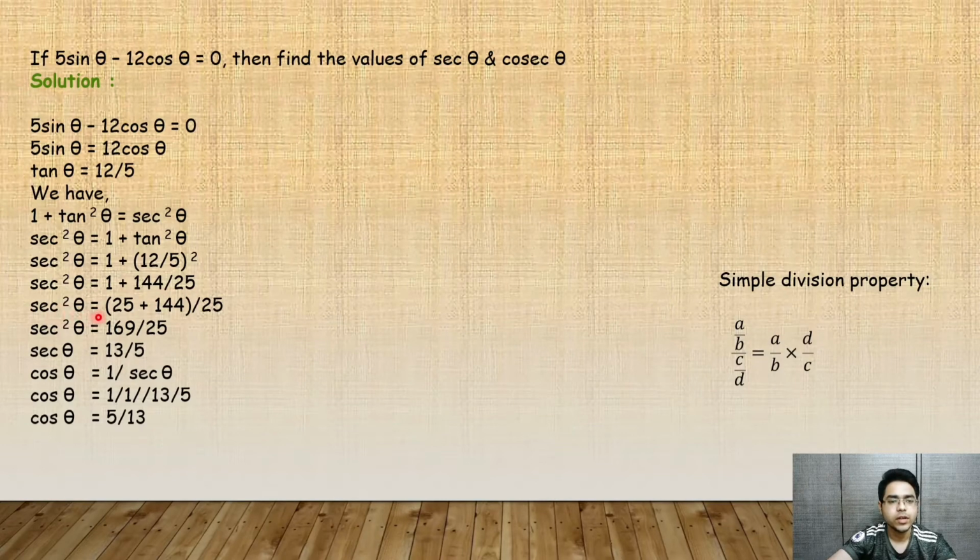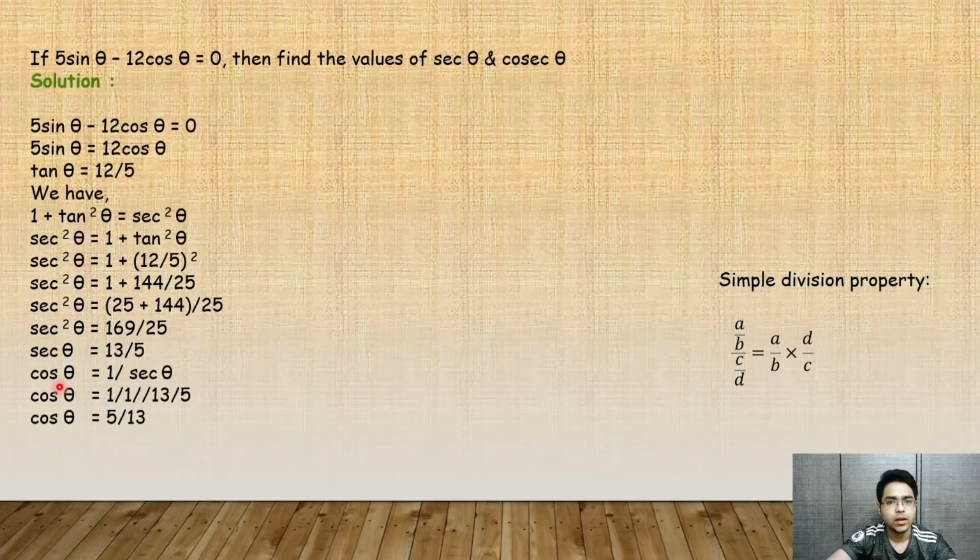So sec square theta will be equal to 25 plus 144 divided by 25. We have simply cross multiplied by 25. So here 25 is getting multiplied with 1 and we are adding 144 and completely dividing by 25. So sec square theta will be equal to 169 divided by 25, and then sec theta will be equal to 13 by 5 by taking the square root of 169 by 25.